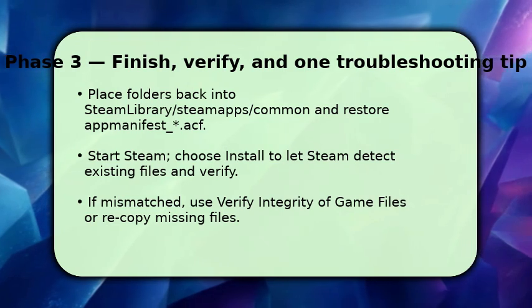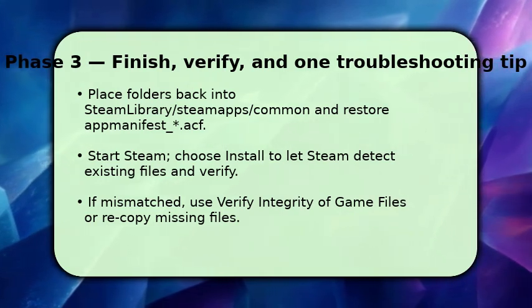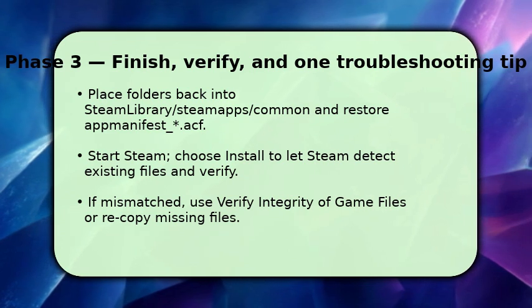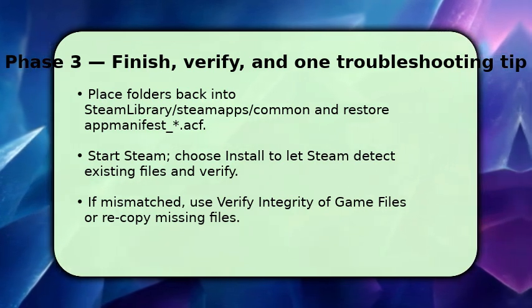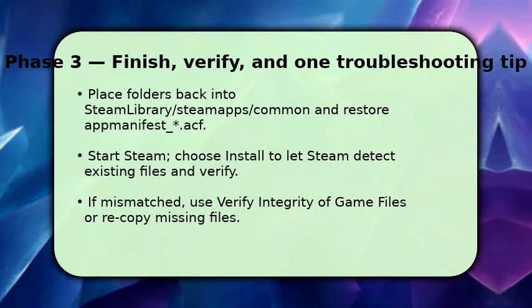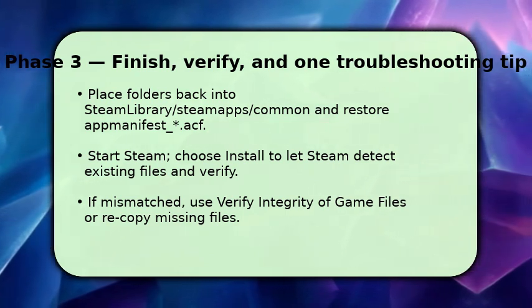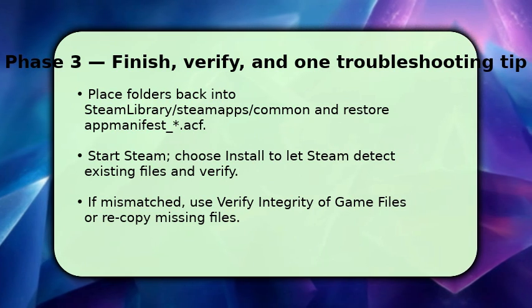To restore, move the backed up game folder and its app manifest file into the Steam Library/SteamApps folder. Launch Steam and click Install on that game. Steam will detect existing files and quickly verify them instead of re-downloading everything.